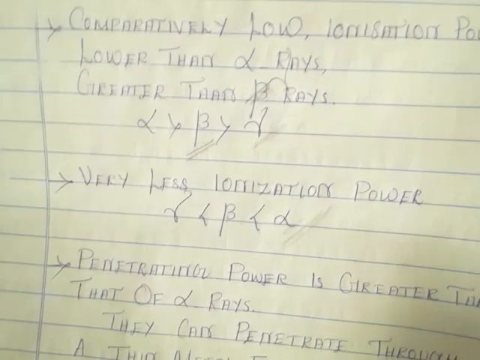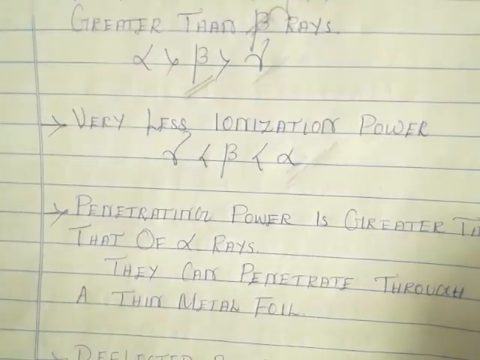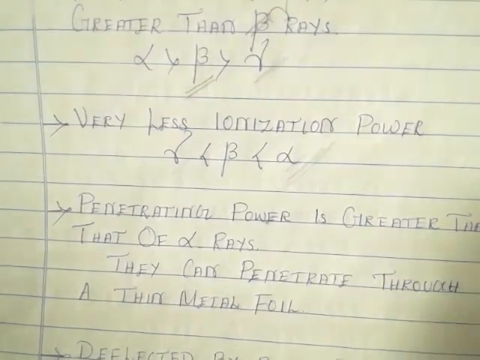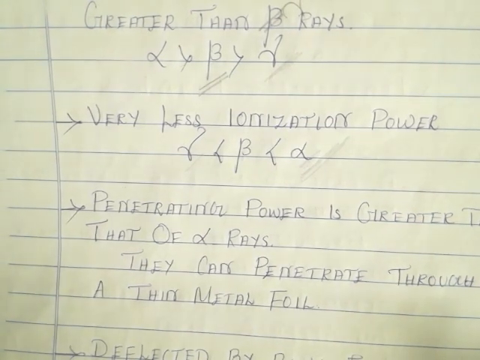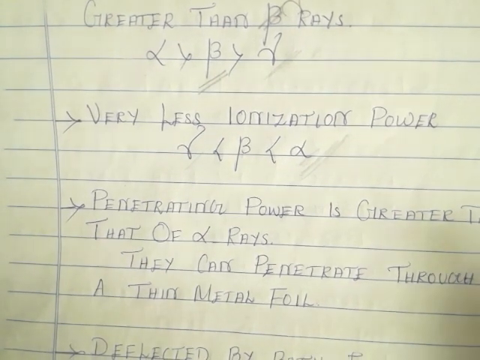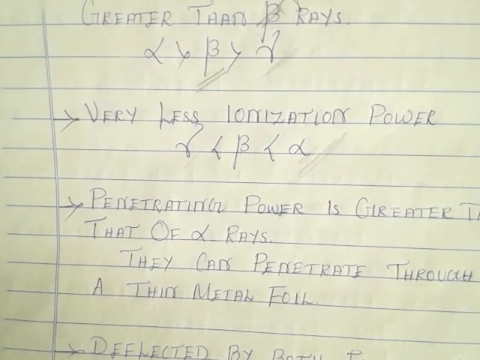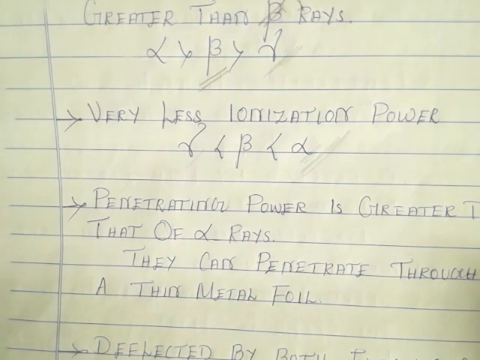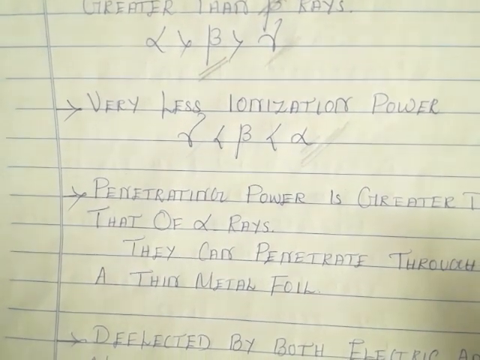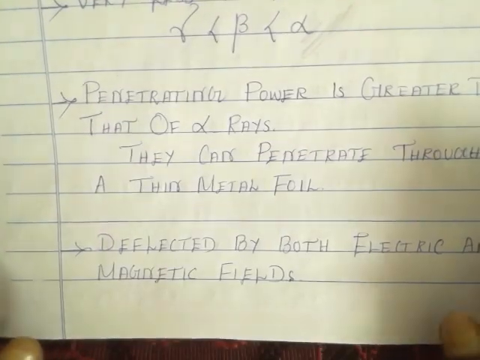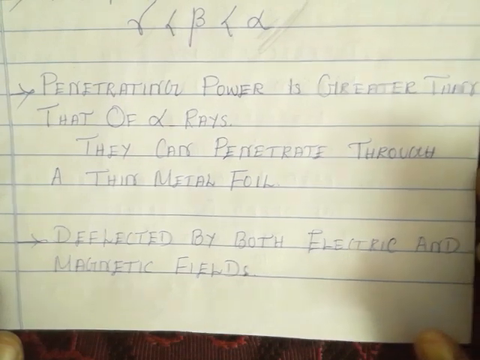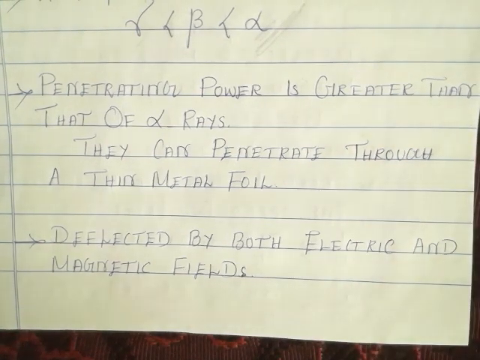Then the penetrating power is greater than that of the alpha radiations. The penetrating power of the beta radiations is greater than alpha radiations. They can penetrate through a thin metal foil also. Metal foil is nothing but a thin metal sheet. And also beta radiations are deflected by both electric and magnetic fields.